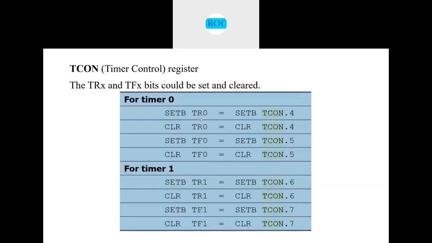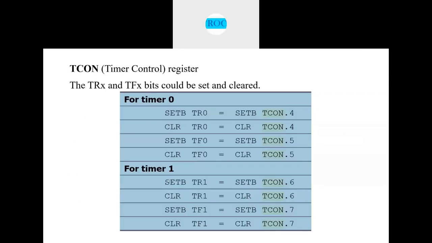Which timer are you trying to start here? It is timer 0, because it is TR0. CLR TR0 means you're setting the value of the TR bit to 0. It means that you are stopping timer 0. And also we have SETB TF0. What do you mean by SETB TF0? You're setting the overflow flag for timer 0. Similarly, you can clear that flag.